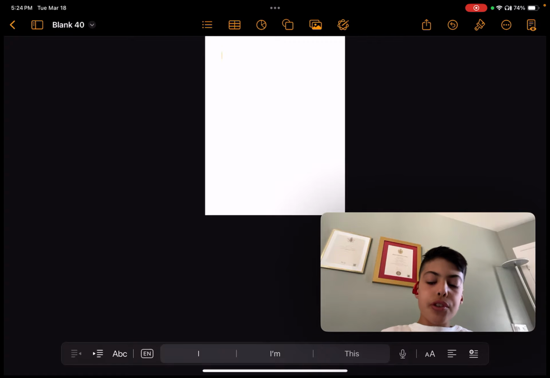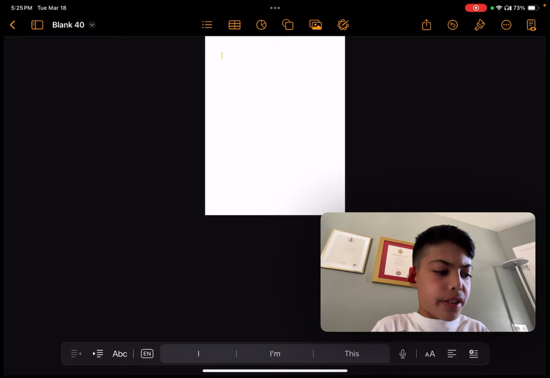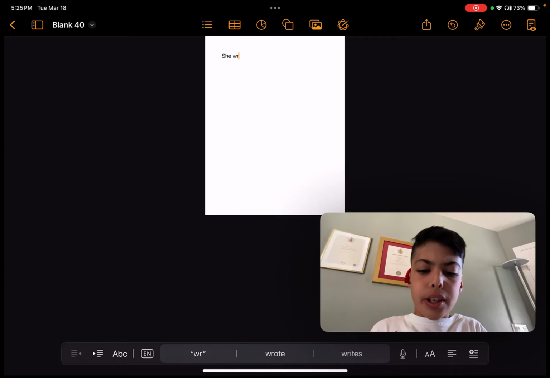First of all, let's start out with the simple tenses. The simple present tense is used for things that happen regularly, repeating things, or just facts. For example, in this sentence: she writes every day. The verb writes shows that this is a habit.